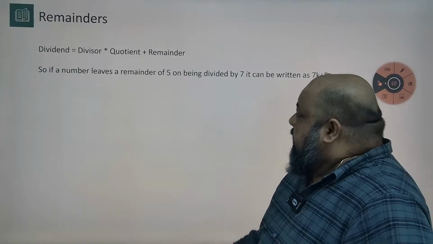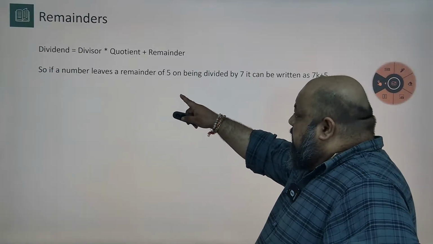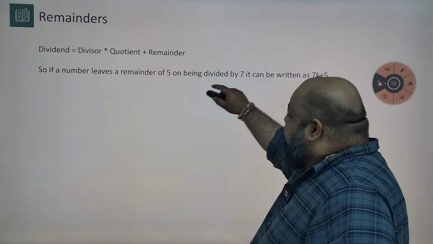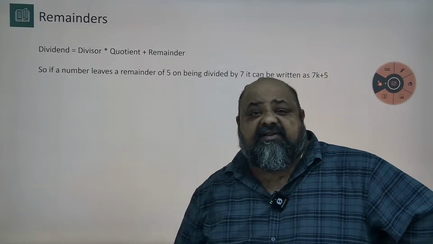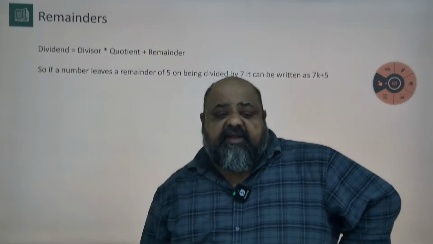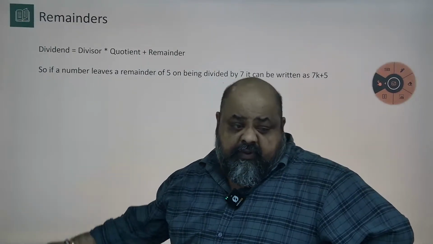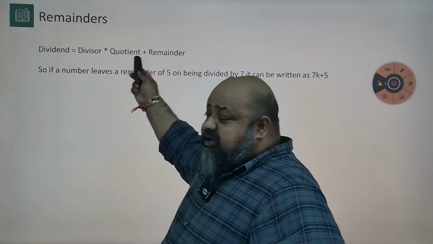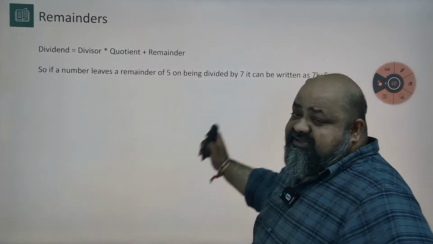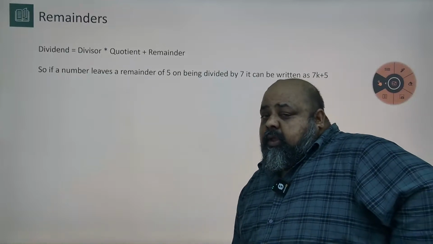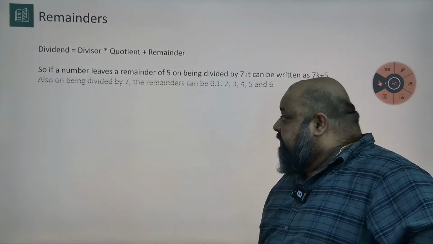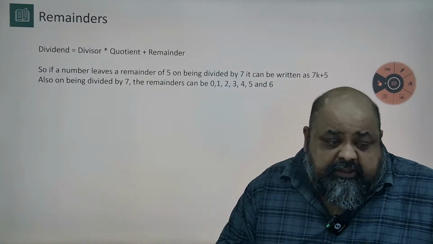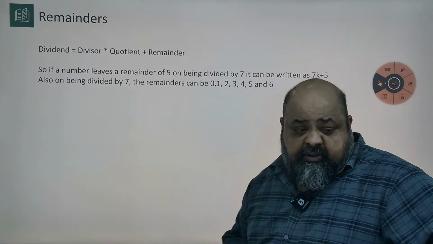And therefore, if I say there is a number which on dividing by 7 leaves a remainder 5, what will be the general form of that number? 7 is the divisor. The quotient could be anything. 5 is the remainder. So such a number will be of the form 7k plus 5. We will use this concept later, so therefore I am mentioning it now. And as I said, if I am dividing a number by 7, the remainders could be anything from 0 to 6.